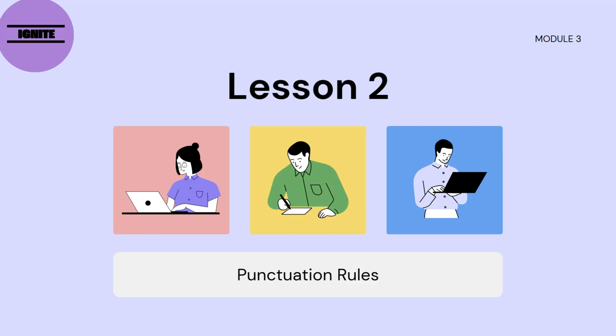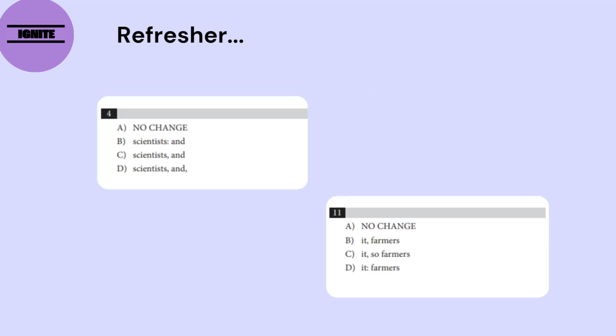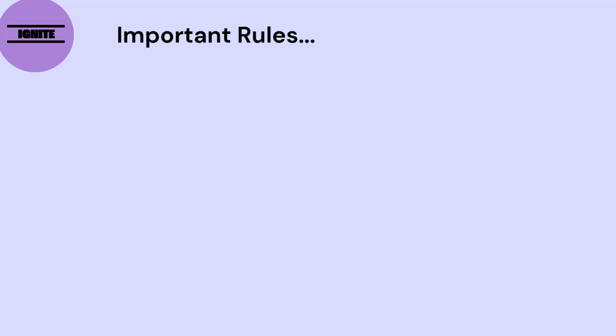Today we'll be covering Lesson 2 of Module 3, Punctuation Rules. Now, as a quick refresher, let's look at some of these punctuation rules questions. These two questions have something very similar: the use of colons, semicolons, or commas separating separate words, and these require punctuation rules that we'll be going over. Now, let's look at some of these important rules.